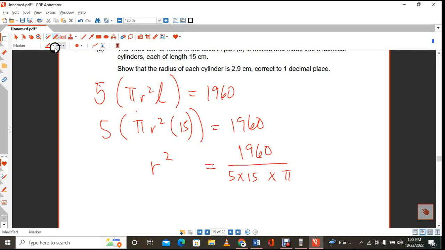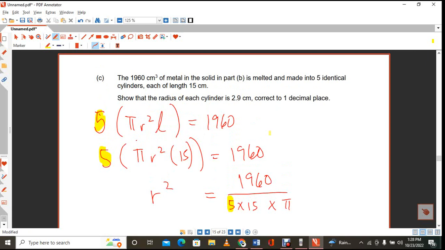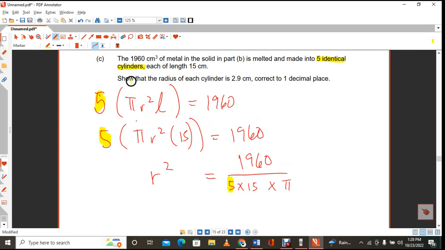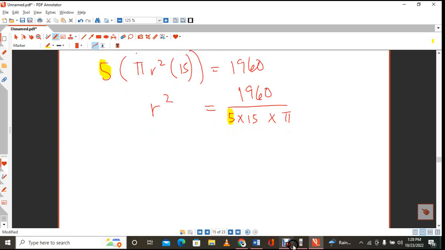Okay, so please don't get confused. The 5 is indicating the 5 identical cylinders. So you can find the volume of one cylinder and then you divide the final answer there by 5. Doesn't matter, just have to be careful. All right, so let's see what our radius is equal to.